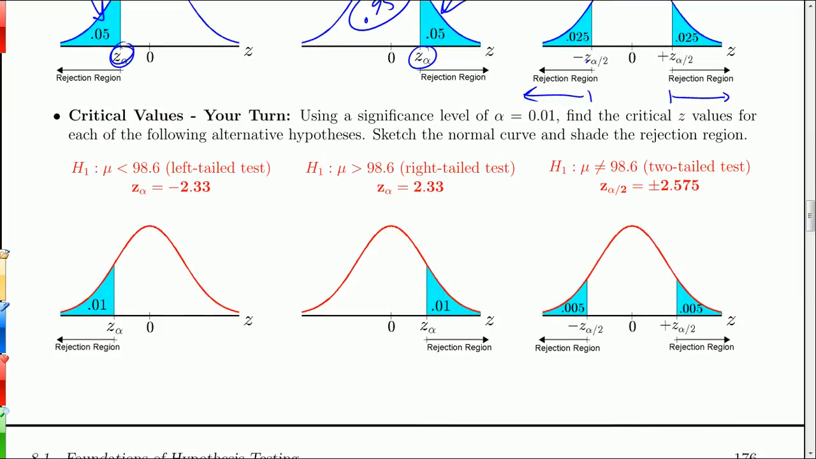Okay, your turn. Use a significance level of 0.01. Find the critical values of z for each of the following alternative hypotheses. So if the significance level changes, the critical values change and the rejection regions change. If I have a left tail test, as indicated by the less than sign in my alternate hypothesis, I need to put 0.01, that's the significance level, in the left tail.